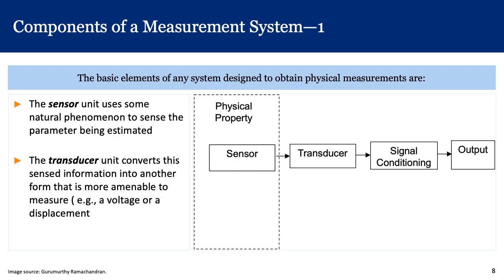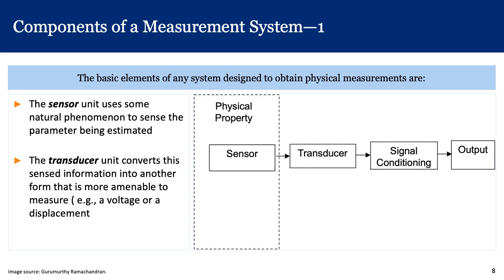In this slide, I'm showing you the components of a measurement system. And so on the right-hand side, there are a series of boxes. The measurement system consists of a sensor, a transducer, and a signal conditioning unit, and then an output. The sensor unit uses some natural phenomenon to sense the thing that we want to measure or the parameter that we want to estimate. And I'll get into an actual example in the next slide.